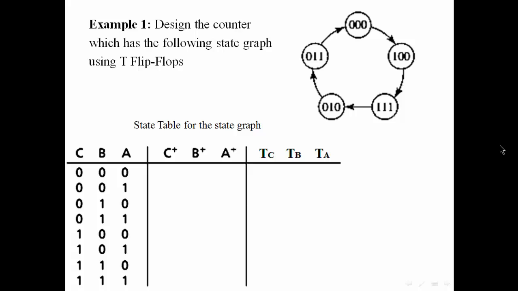Example 1. Design the counter which has the following state graph using T flip-flops. First of all, we need to write the state table for the state graph. These three columns represent the present state, and these three columns with the plus sign represent the next state. And these three columns represent the T flip-flops. The numbers here, like any truth table, are binary numbers ordered from 0 to 7.